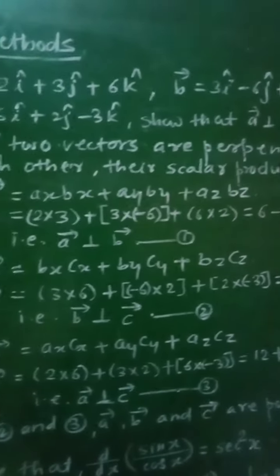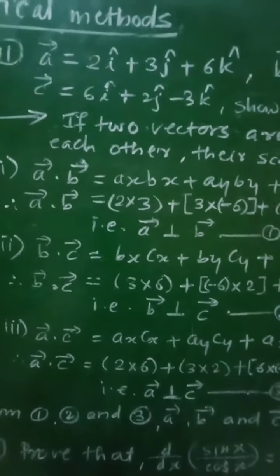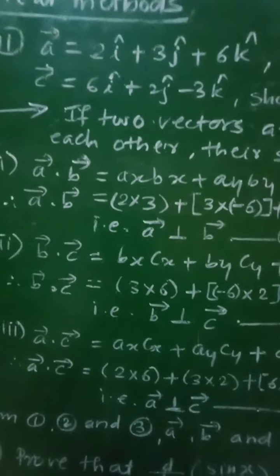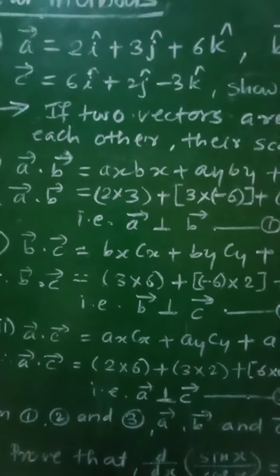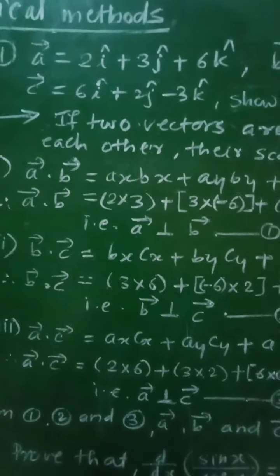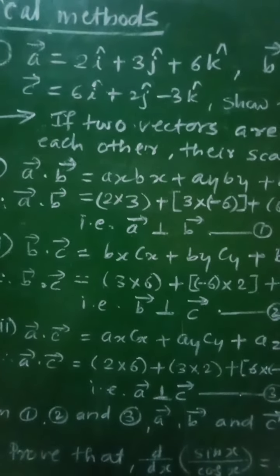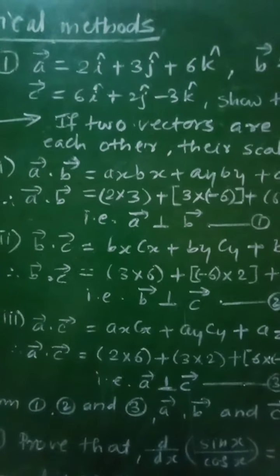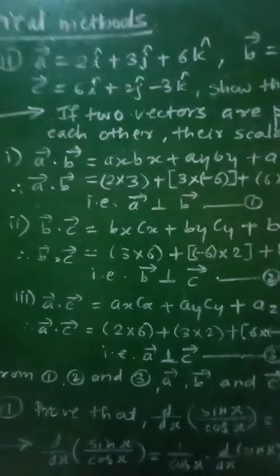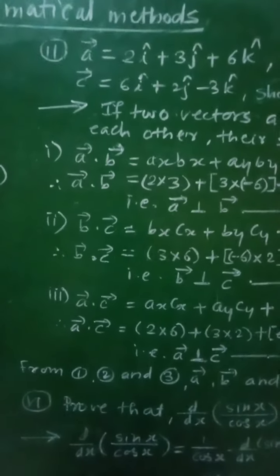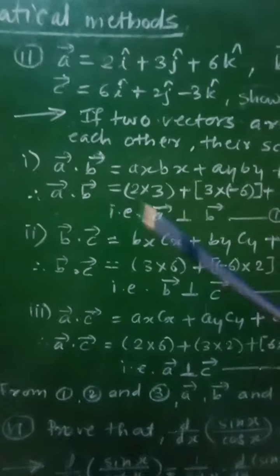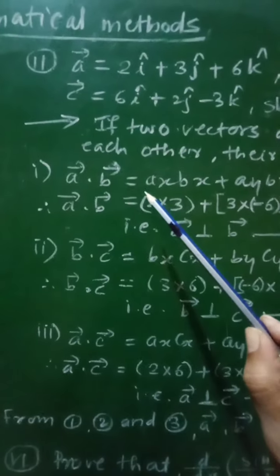And therefore, in this case, three vectors, vector A, vector B and vector C are given. First of all, we will have to show that vector A and vector B are perpendicular, then vector B and vector C are perpendicular, and then vector A and vector C are perpendicular. And at last we can say that these three vectors are mutually perpendicular. Therefore, let us find out their scalar products.